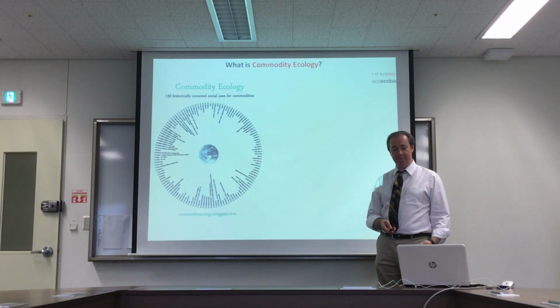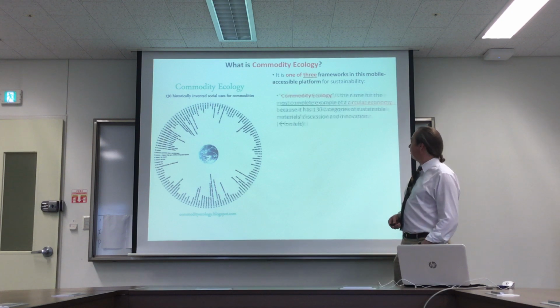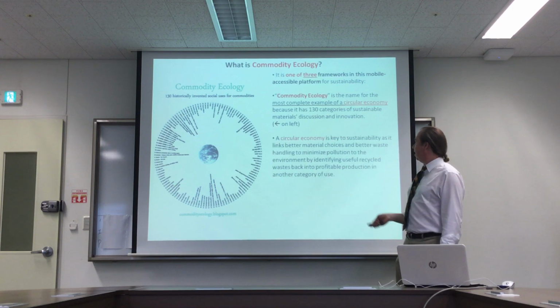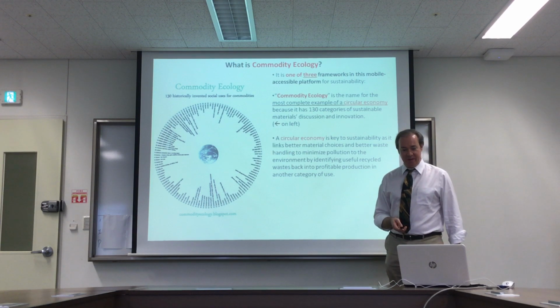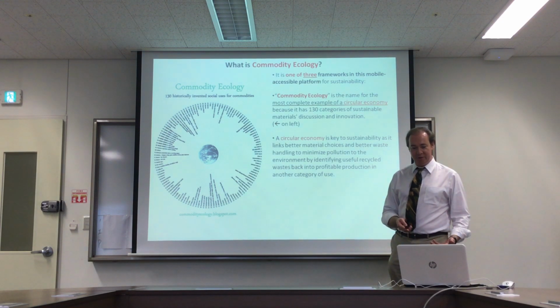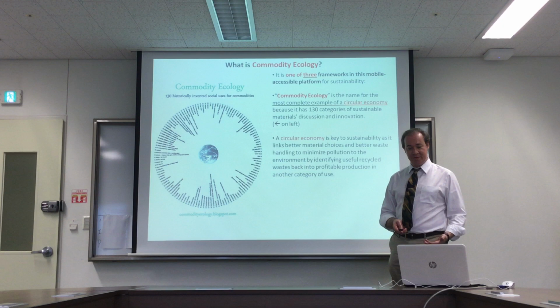What is commodity ecology? It is one of the three frameworks in this mobile accessible platform. It is the name for the most complete example of a circular economy because it has 130 categories of sustainable materials discussion and innovation on the left here in this chart. A circular economy is key to sustainability as it all links material waste decision choices and better material choices to minimize pollution to the environment by identifying useful recycled waste back into profitable production in another category of use.